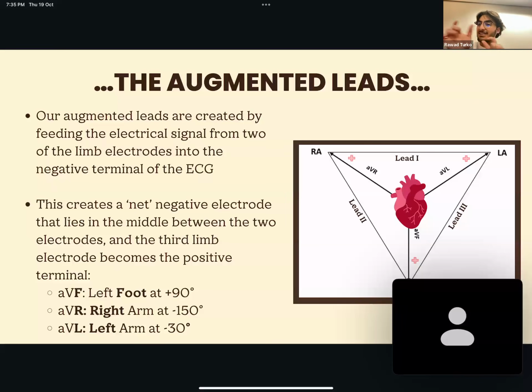So AVF, left foot at positive 90 degrees. Now, these little degrees, just ignore them for the time being. We're going to be talking about them next. AVF, left foot at positive 90 degrees. AVR, right arm at negative 150. And AVL, left arm at negative 30. So we talked about 6 leads so far: the Einthoven triangle leads and the augmented leads. Lead 1, lead 2, lead 3, AVR, AVL, AVF.